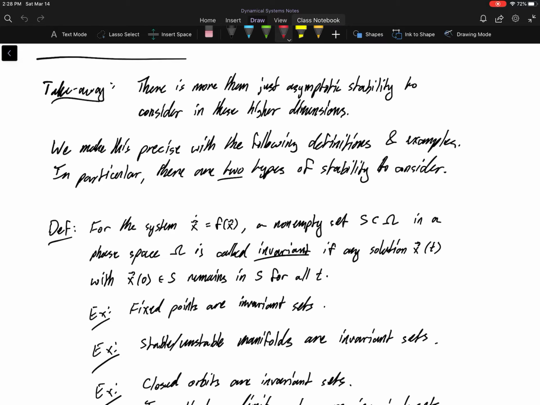We're going to say that for this system, x dot equals f of x, a non-empty set S sitting in the phase space omega is called invariant if any solution x of t with an initial condition in this set remains, and the solution will stay in the set for all t. Technically I should say for all t greater than or equal to 0, right?